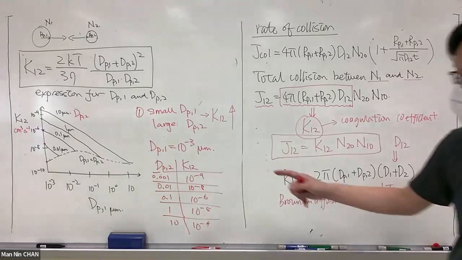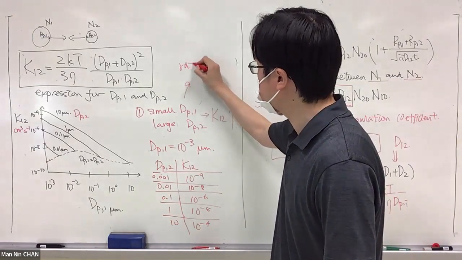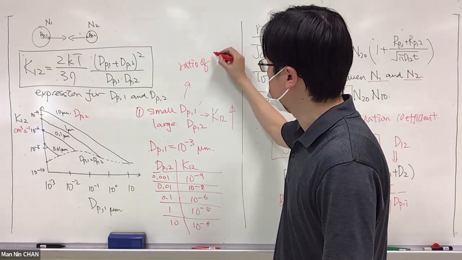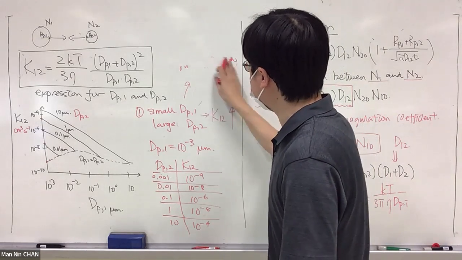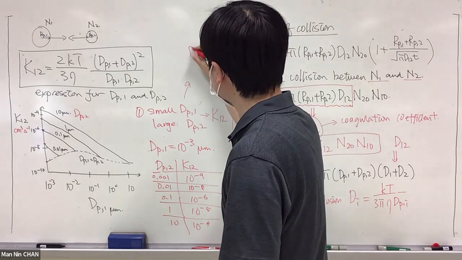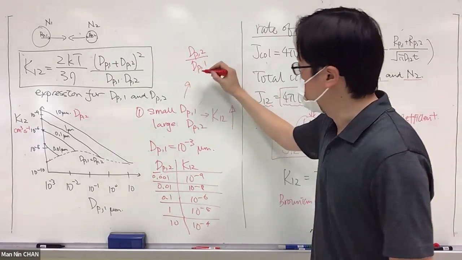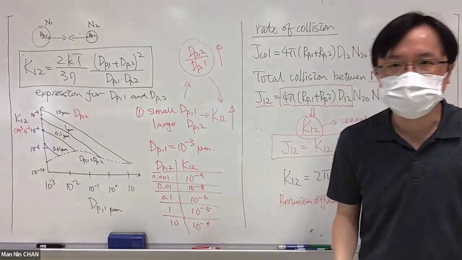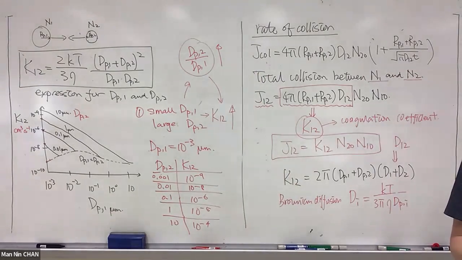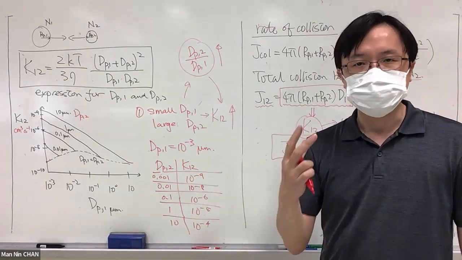Does it make sense? And you can also see this depends on the ratio. More precisely, you are looking at the ratio of your dp1 and dp2, but I just write down the ratio here as dp2 over dp1. If this ratio increases, you can also find that your coagulation coefficient increases. Okay, does it make sense? So then you may ask why this happened.